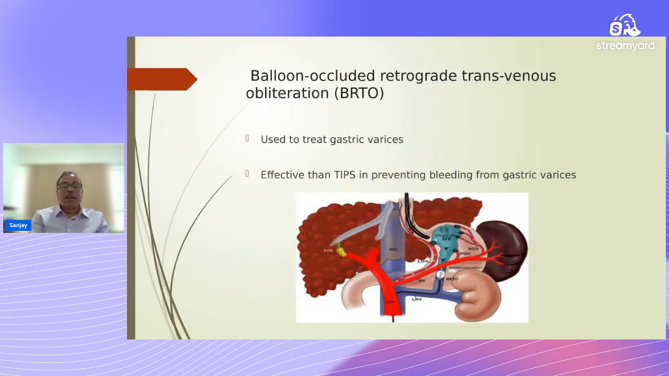There's another interventional radiological procedure which can be done. Recently, it has come into vogue, and that is balloon-occluded retrograde transvenous obliteration, BRTO for short. Mainly, it is used to treat gastric varices, and it is more effective. This BRTO is more effective than TIPS in preventing bleeding from gastric varices.